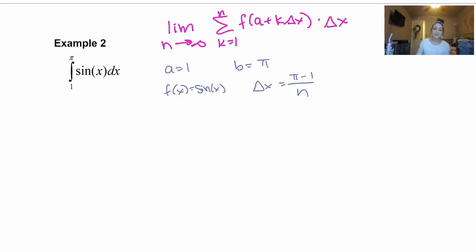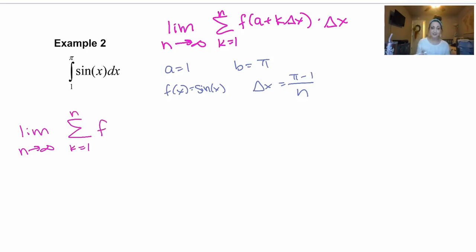All right, so here is what we have so far. Now we're going to plug into our formula. So our formula always starts with the limit as n approaches infinity. Again, that represents the fact that I want an infinite number of rectangles. And I want to sum up all the rectangles, starting from my first rectangle to my last rectangle.